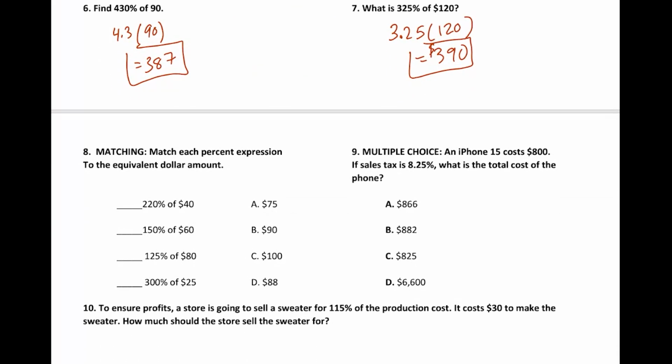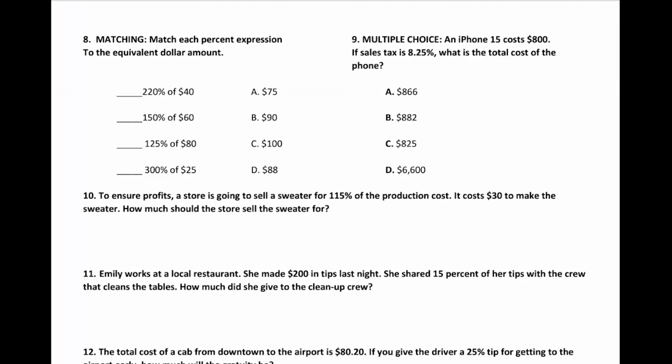Number 8 says match each percent expression to the equivalent dollar amount. So we're basically going to calculate each one of these, I guess until we get to the last one where we could just use process of elimination. But 220% of 40, that is 2.2 times 40. If you put that in your calculator, you're going to get 88. 150% of $60 is 1.5 times 60, and that is 90.